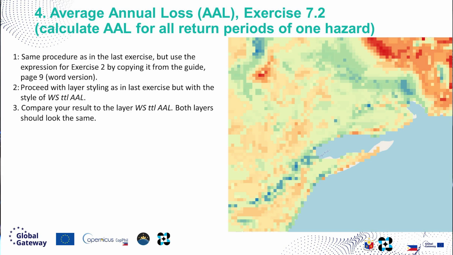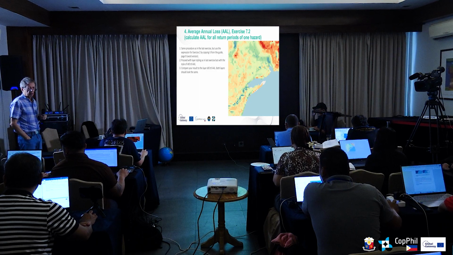Okay, so kindly proceed sa manual natin, page 9, exercise 7.2. As mentioned by Olaf, for this time, we are going to calculate AAL for all return periods of one hazard, which is yung wind speed. Okay? Same po kanina, same yung method you can recall. So also as a review, raster calculator, etc., etc. The only changes now is the text that you will copy or the equation that you will be copying.